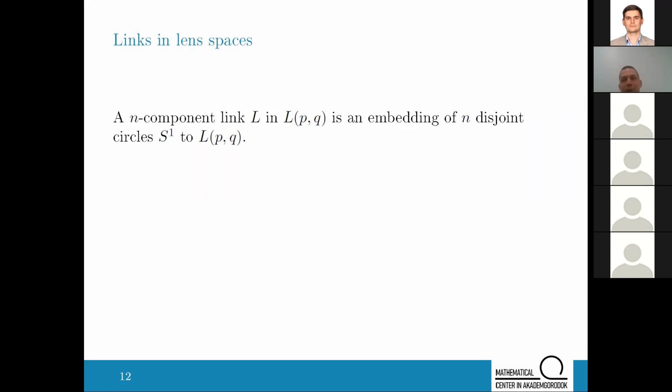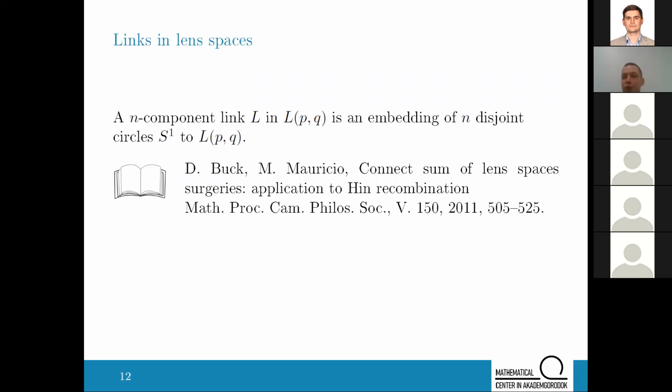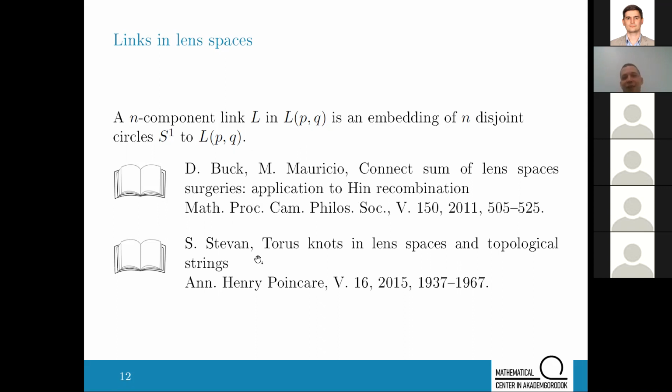It could be the most interesting part for some listeners, but maybe I failed a bit and I didn't succeed to really understand the applications. I will just cite two papers. The first paper is about applications for DNA recombination. So it's about biology and applications. It was difficult for me. I didn't understand how the links are applied, because this paper cites another paper. And the second is about links in lens spaces and topological strings. So it's about applications of links in lens spaces in physics. So what I can say here, I see two options.